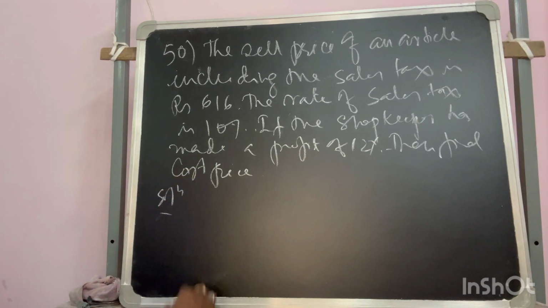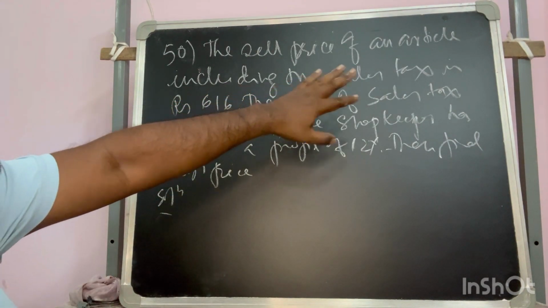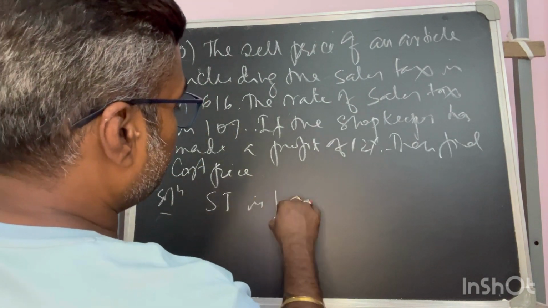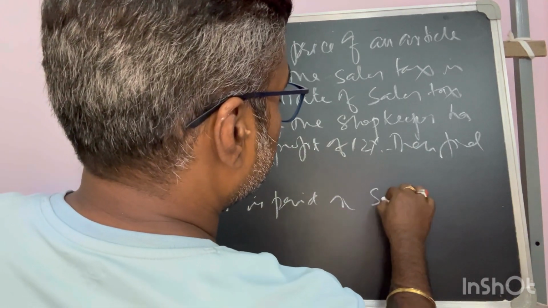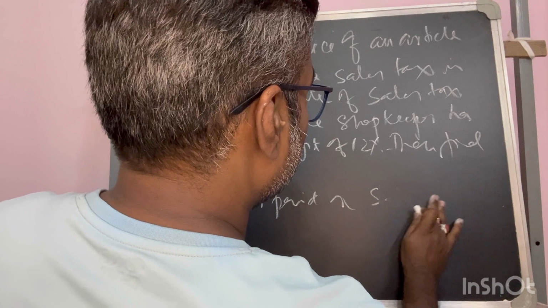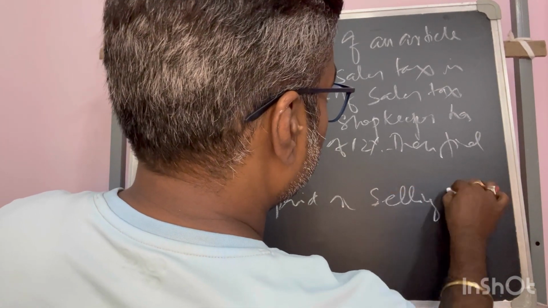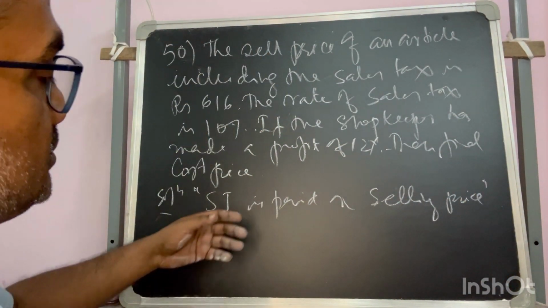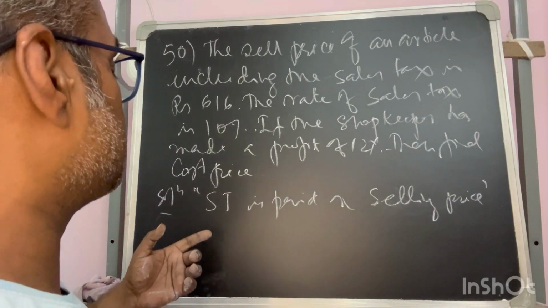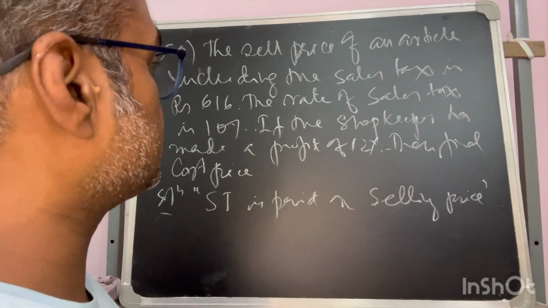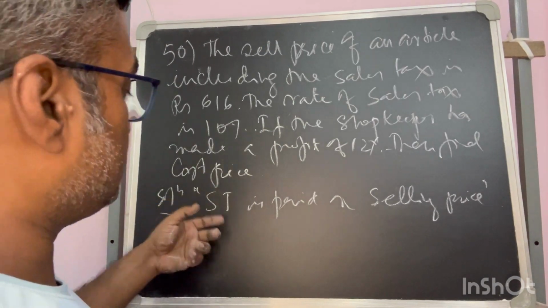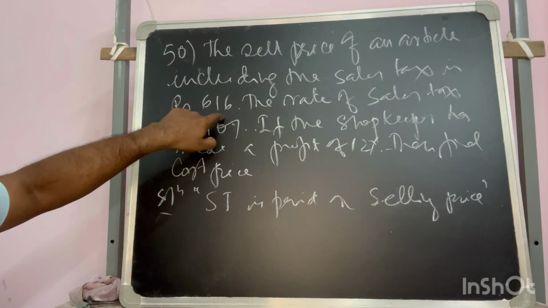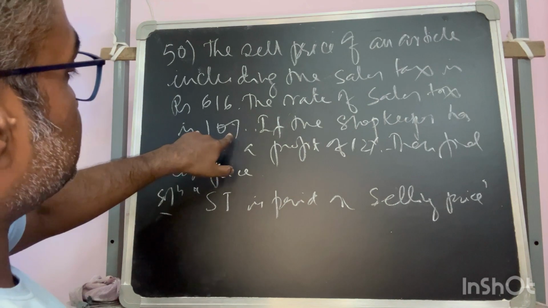So the solution will be, an article is sold with the sales tax this much. Now the sales tax, as I said, is paid on selling price. So this is the statement you have to remember that I have been teaching you during the theory class. Sales tax is being paid on the selling price. This is not paid on the cost price. Including the sales tax, it is the price, and the sales tax is 10%.